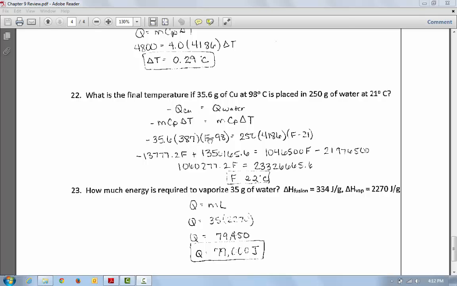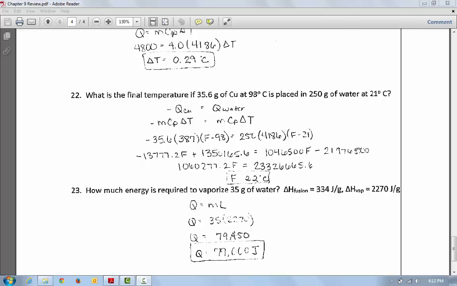I don't know the final temperature, so I did F minus 98, which was the initial. Plugged in the mass of my water, the specific heat of my water from the chart, and then I did F minus 21. So then I took this times this, and then times F, and then I multiplied that times 98 to get this number. And then again distribute 250 times 4,186 times F, and then 250 times 4,186 times a negative 21.